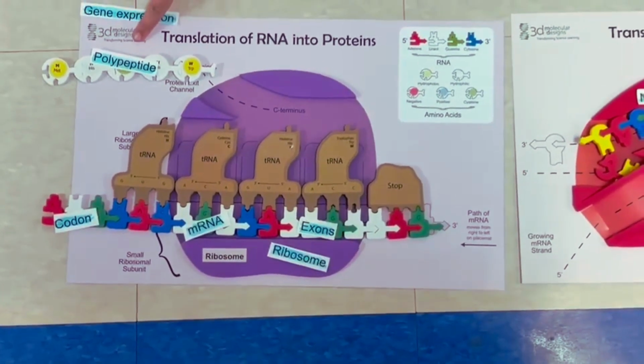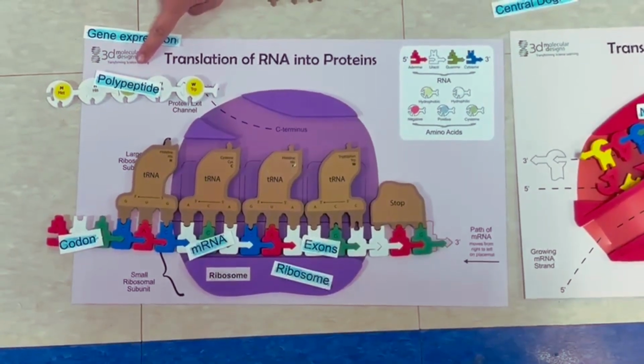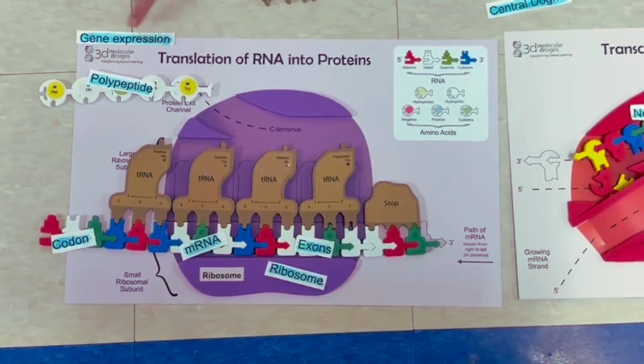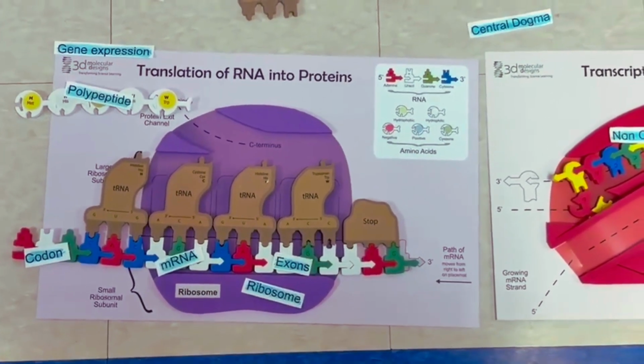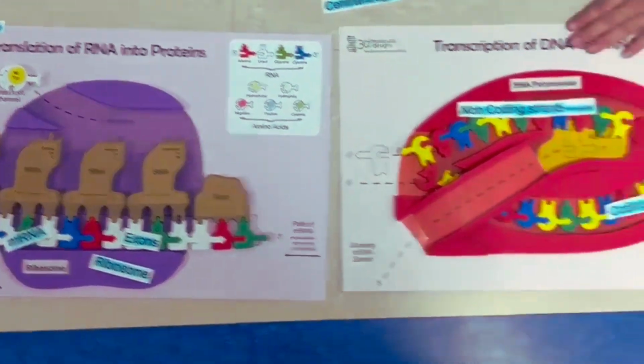This finished protein sequence is called a polypeptide. This will code for whatever the gene expression is. This whole process is called the central dogma, which is going from DNA, RNA to proteins.